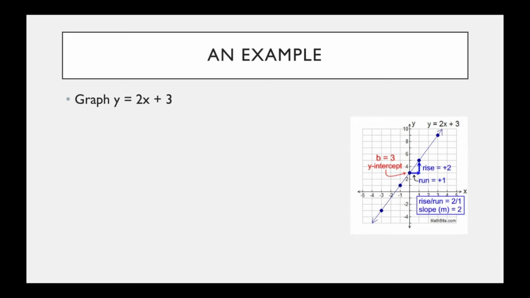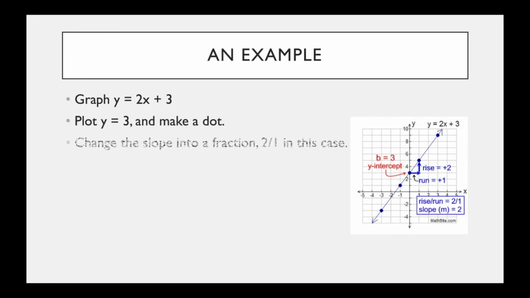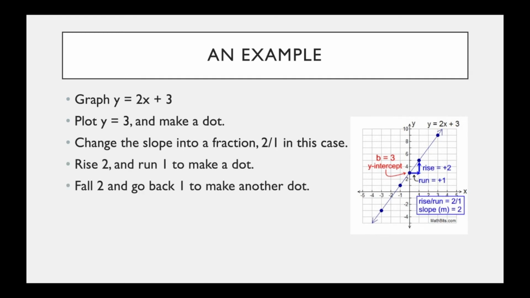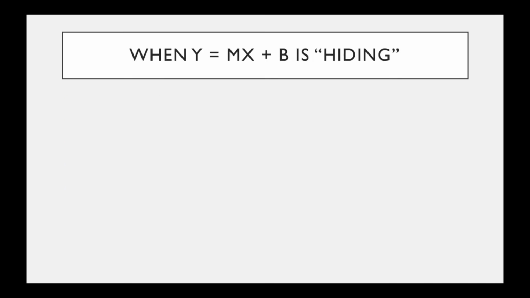And you can do as many of those as you want to. Technically, you only need 2, but I think it's a good idea to do at least 3 to make sure you've got the right placing for everything. You could also do the opposite. So instead of rising 2 and running 1, you could fall 2 and go back 1, and that would be on the same line. So again, those steps: plot y equals 3, change the slope into a fraction, rise 2, run 1, fall 2, go back 1 to make another dot, and then connect the points.